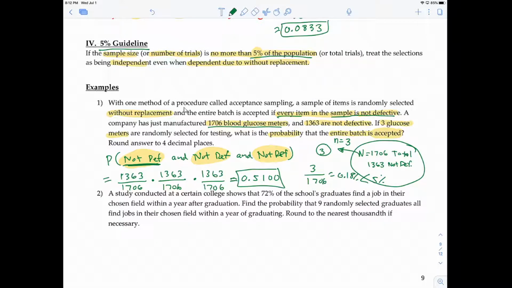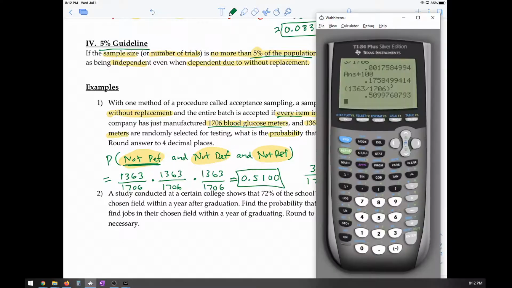Now, again, we're treating it like it's independent, even though it's not independent. It doesn't come in handy for a small sample size, like just 3, right? We could have just diminished the numerator and denominator by 1 each time, and it's not going to be that bad to work out. But imagine if you were selecting like 20 meters, the 5% guideline would be very helpful, right?